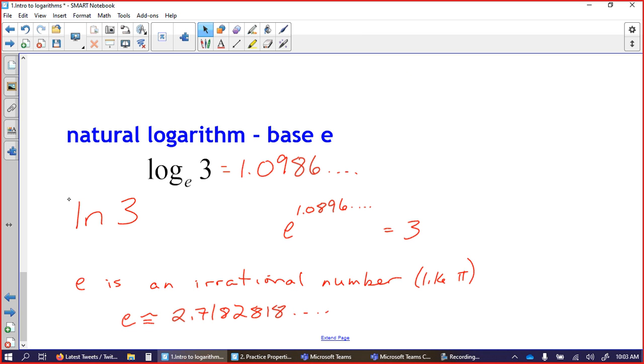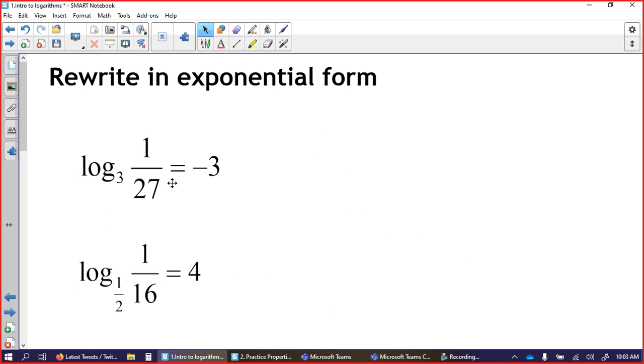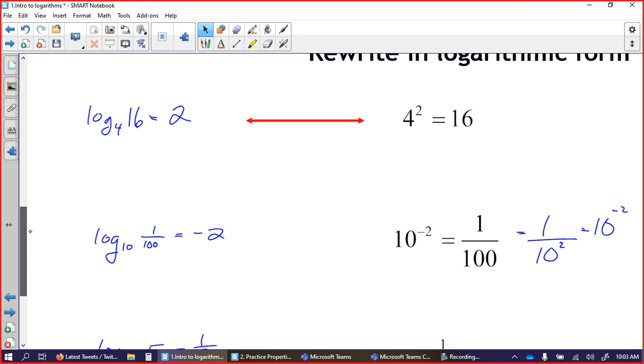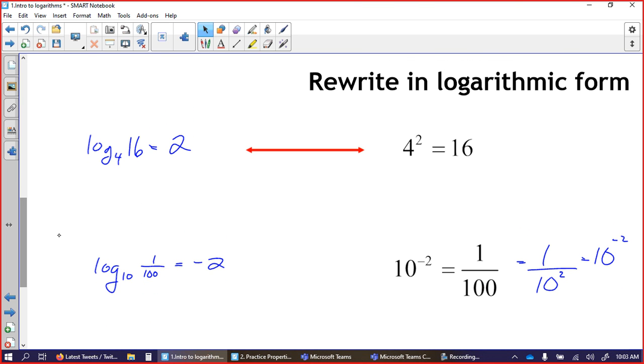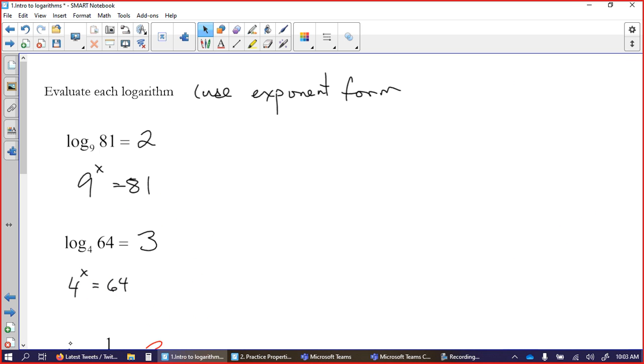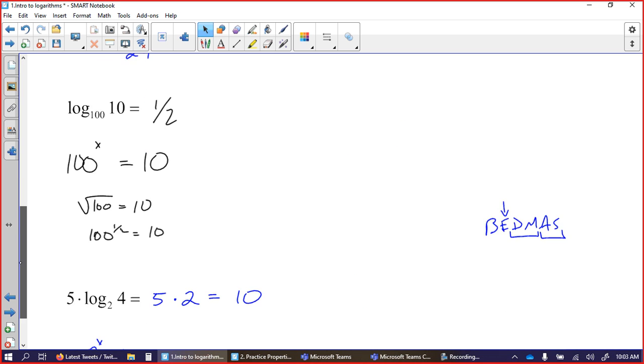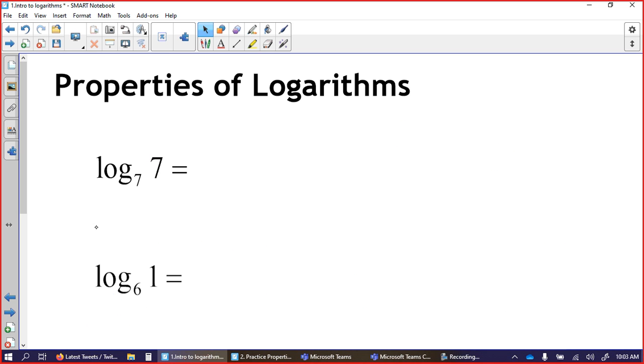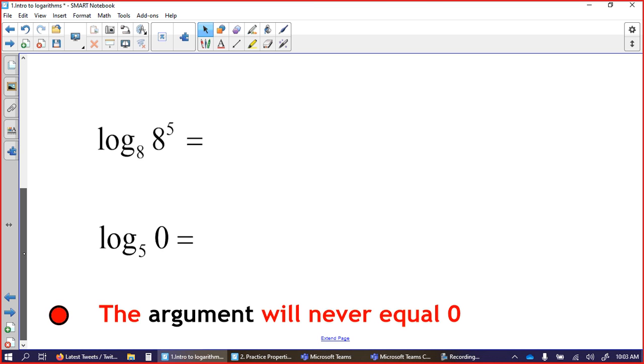I'll look up where the e comes from. I'm pretty sure I know what it is. Well, that we'd already done. We wrote in logarithmic form, log base 4 of 16 equals 2. So that was some of the stuff we evaluated. There's three kind of nifty things.